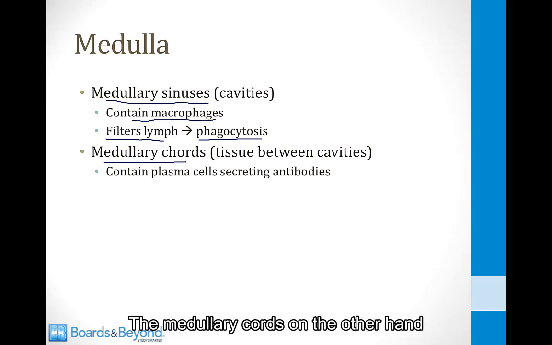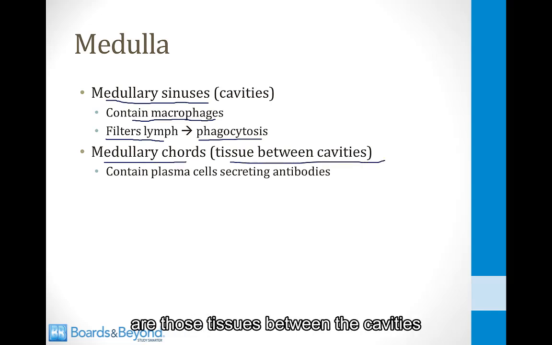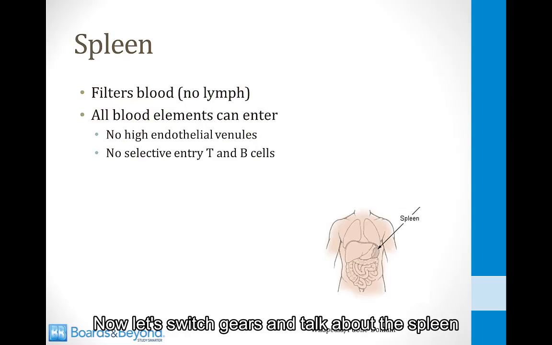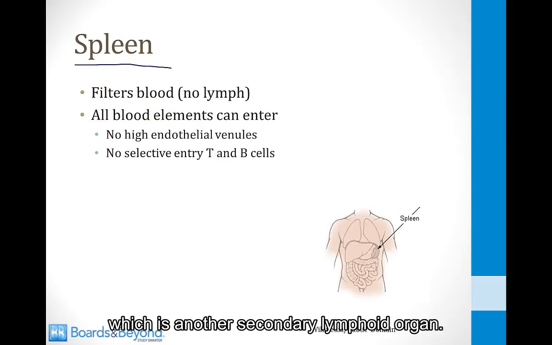The medullary cords, on the other hand, are those tissues between the cavities, and they contain plasma cells that are secreting antibodies. Now let's switch gears and talk about the spleen, which is another secondary lymphoid organ.